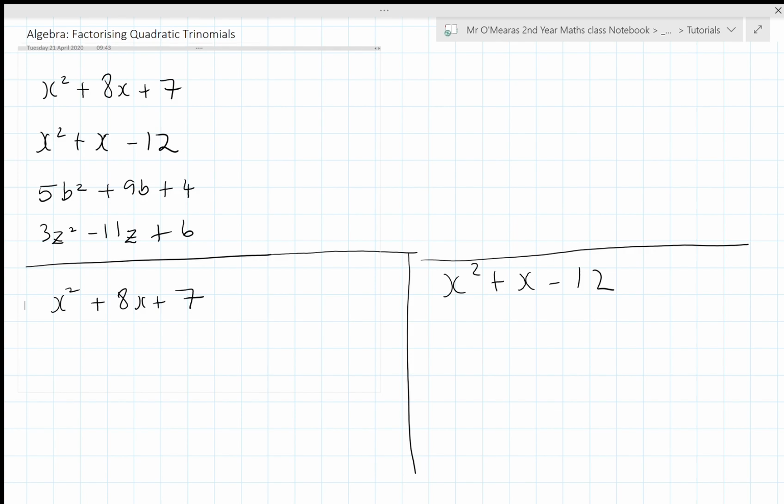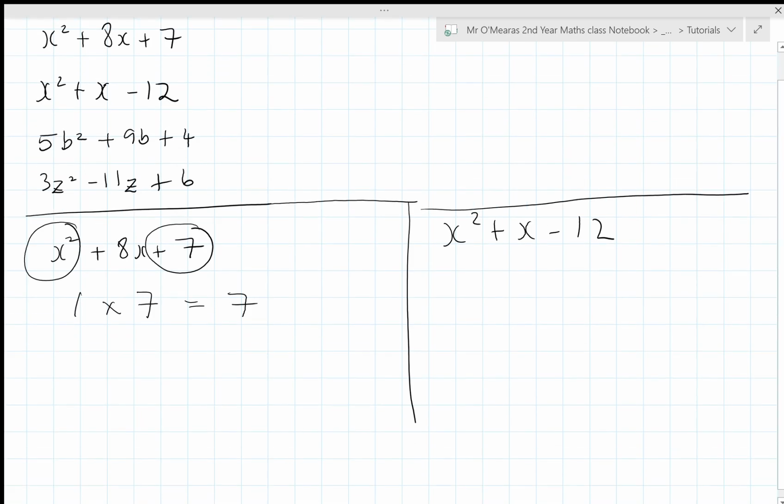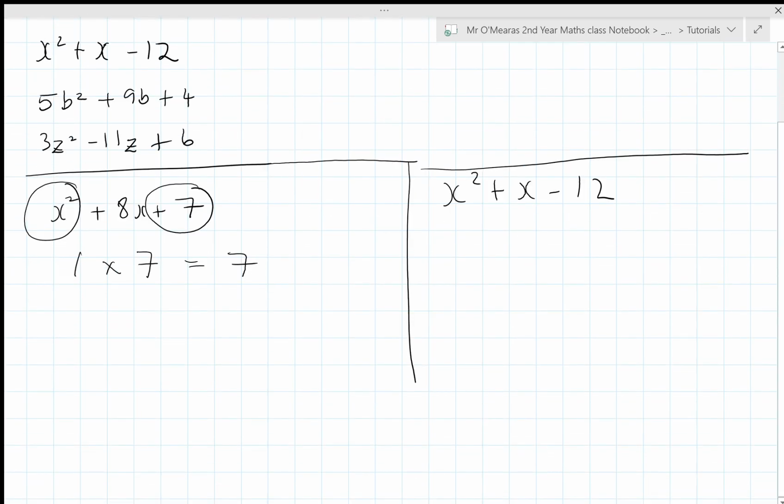x squared plus 8x plus 7. The first step you do is to basically take the coefficient of x squared, which is 1, so there's a hidden 1 there. Multiply that by the constant, which is the number by itself at the end. Multiply those together and you get 7. Then we're going to find the factors of 7, which in this case are, as we know, because we just multiplied them, 1 and 7.